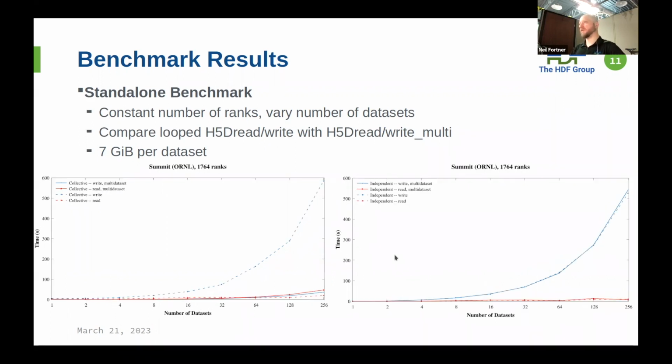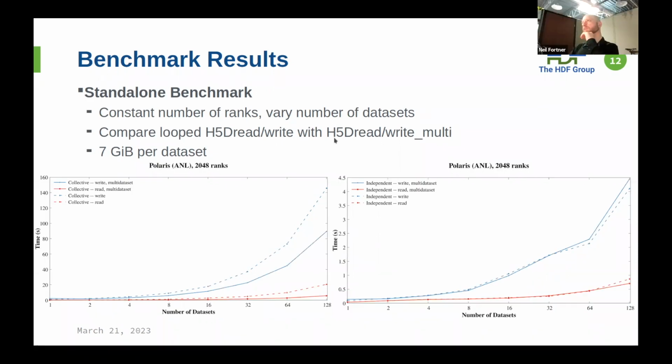And to go back to the previous slide, the time scales on this one are the same. So in this case, the collective multi-dataset does give you a huge benefit over independent and over collective non-multi-dataset, which, interestingly, is the same speed as independent, at least for write.